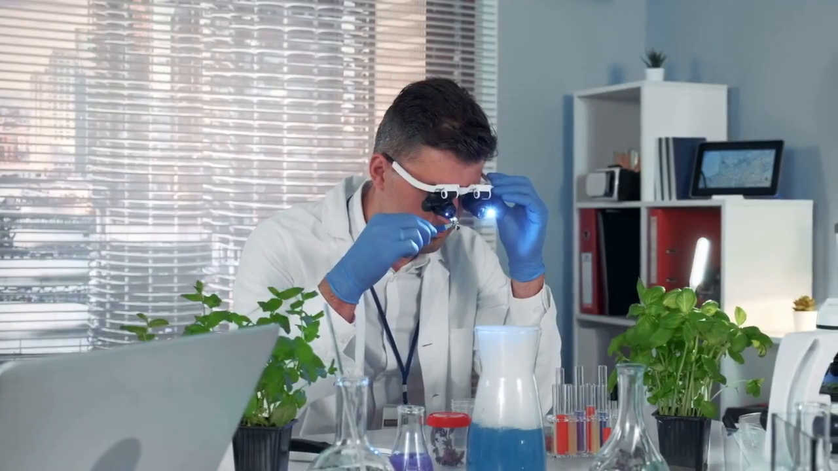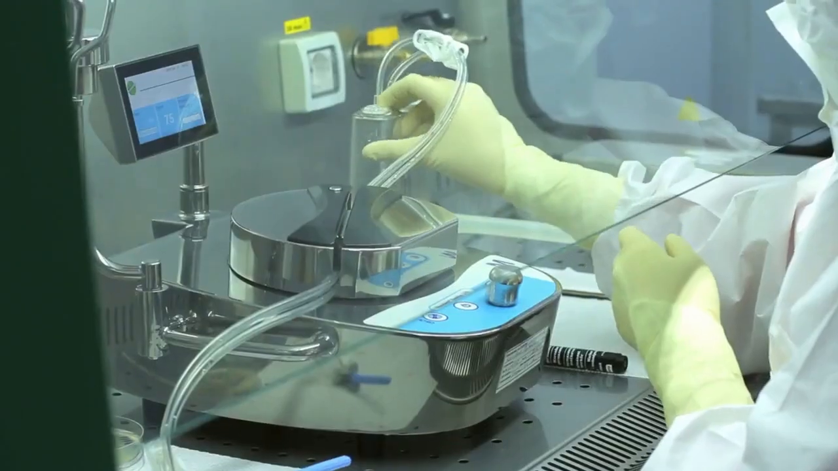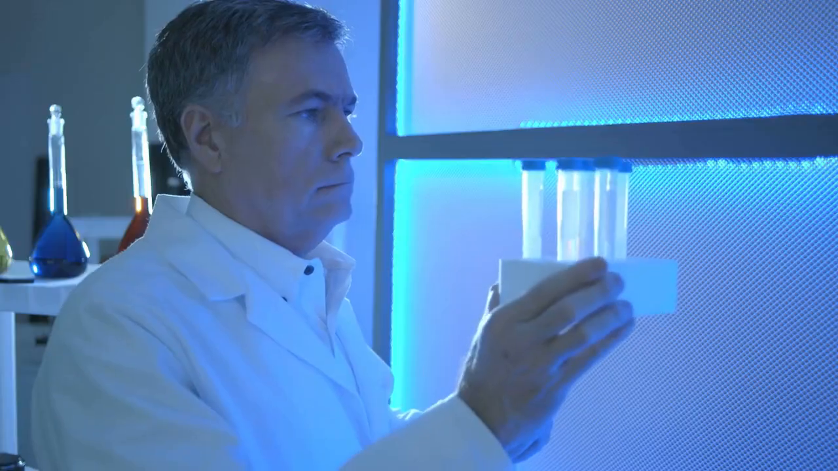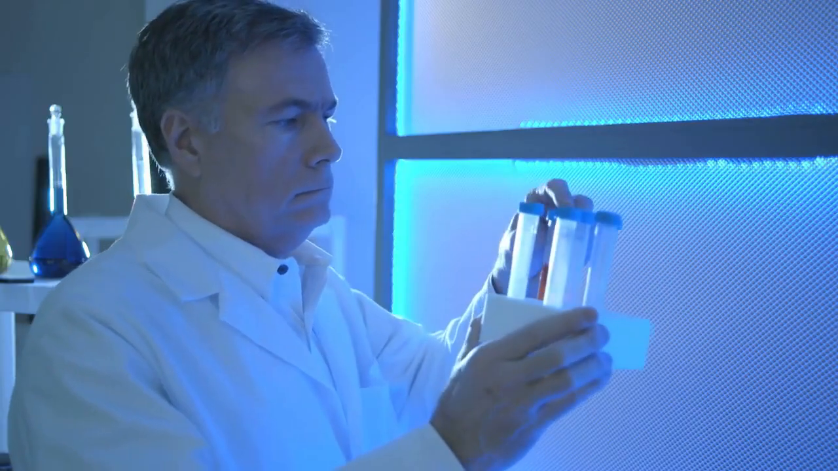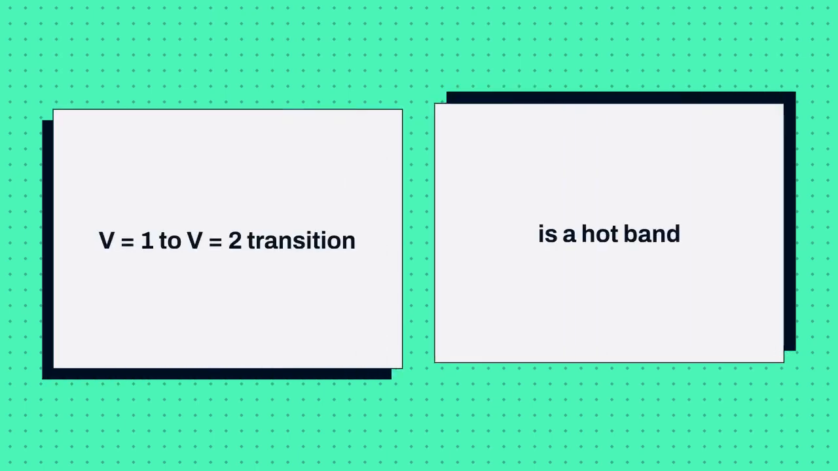A hot band is the absorption of light by one of these already excited molecules. Instead of making the usual jump from V equals 0 to V equals 1, it jumps from the first excited state, V equals 1, to the second excited state, V equals 2. This V equals 1 to V equals 2 transition is what we call a hot band.